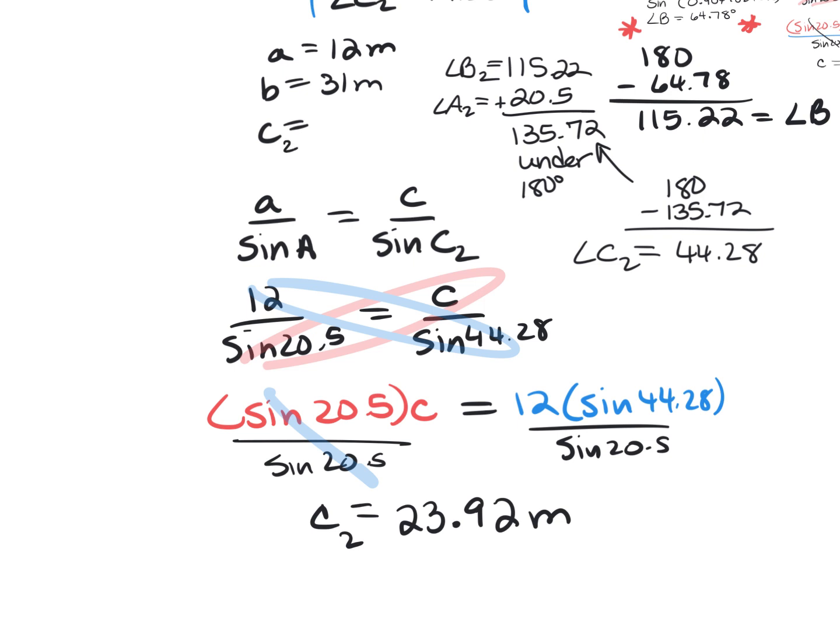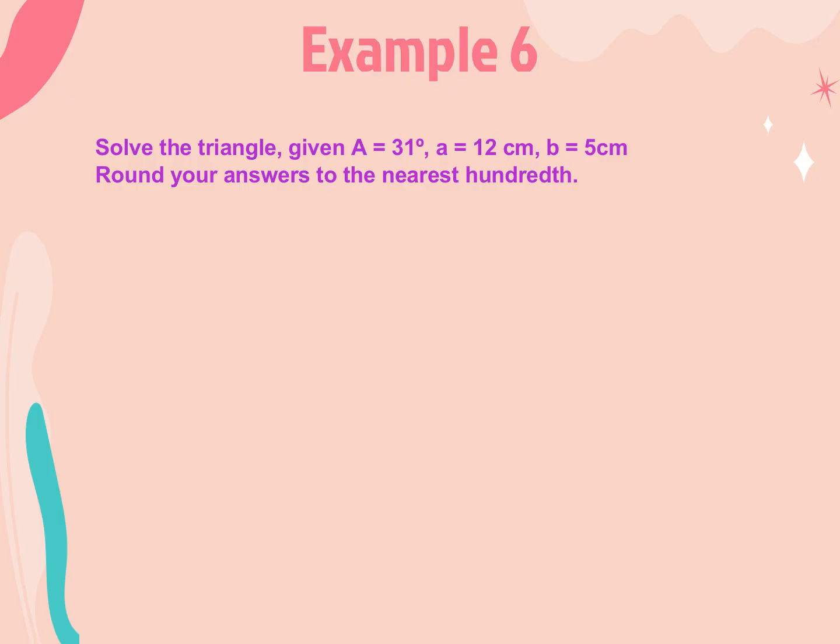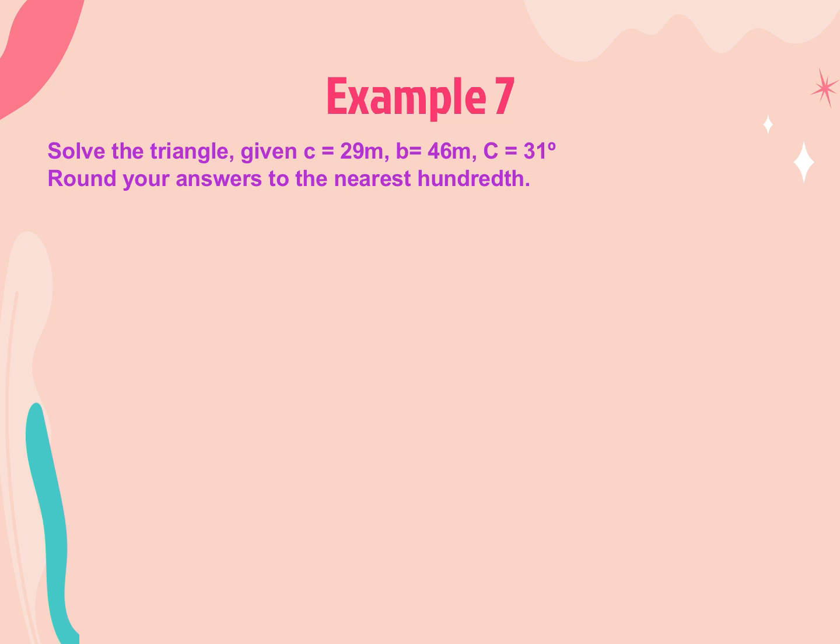So these are all the new numbers. So 23.92. Too fast. So we did example 6 yesterday. Let's go to example 7. So again, I'm going to give myself a little visual.